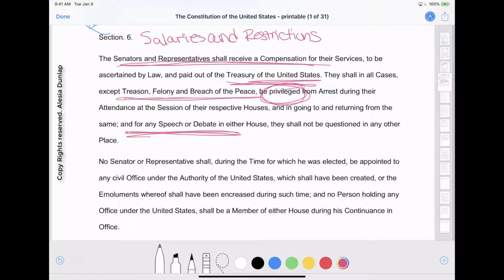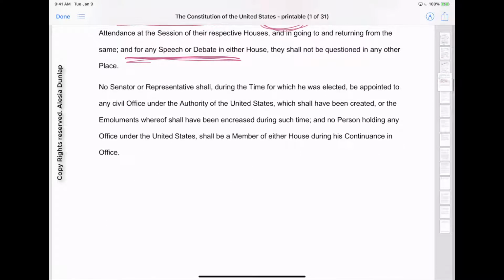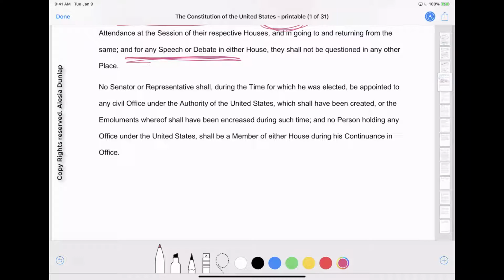So they can't have like a secondary job. They are bound by being a member of Congress. So here it is: no Senator or Representative shall have any civil office under the authority of the United States, created or the emoluments thereof increased.